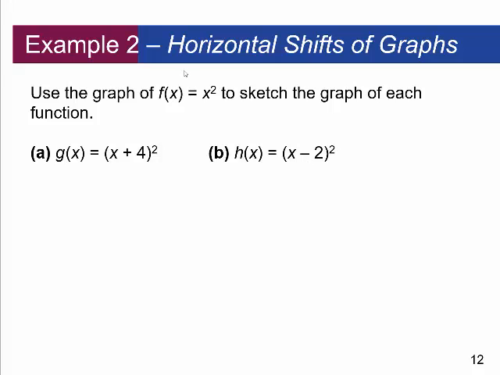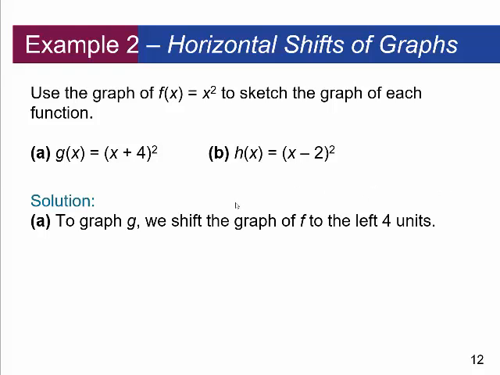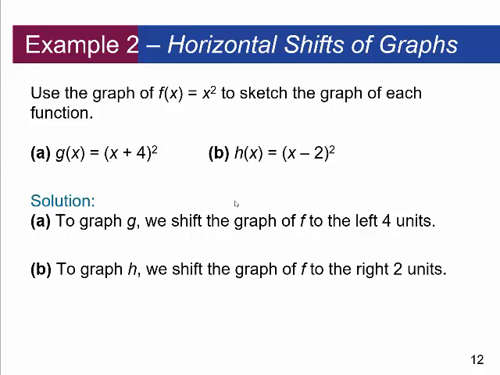Here I have (x minus 2) squared instead of x squared. So I have minus 2, so I'm going to move it to the right 2 units. Okay, so to find g, we shift the graph to the left 4 units. To find h, we shift the graph to the right 2 units.